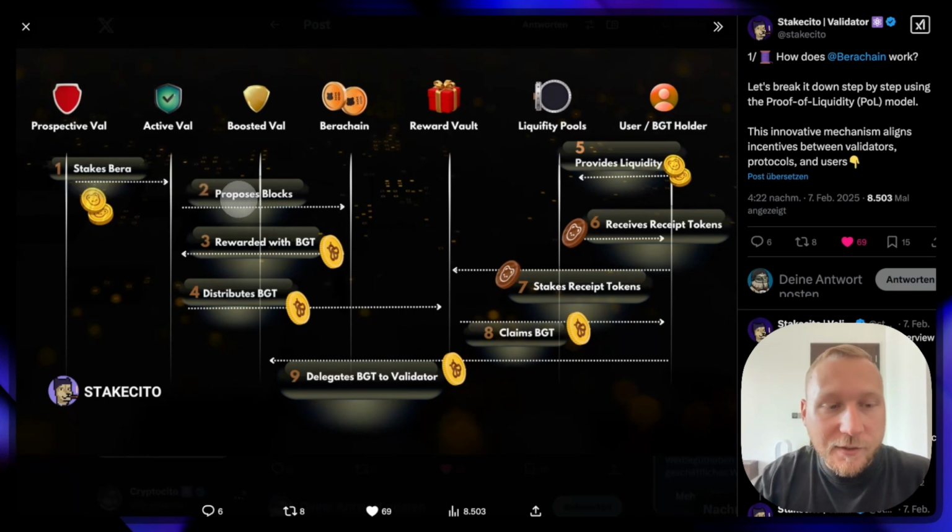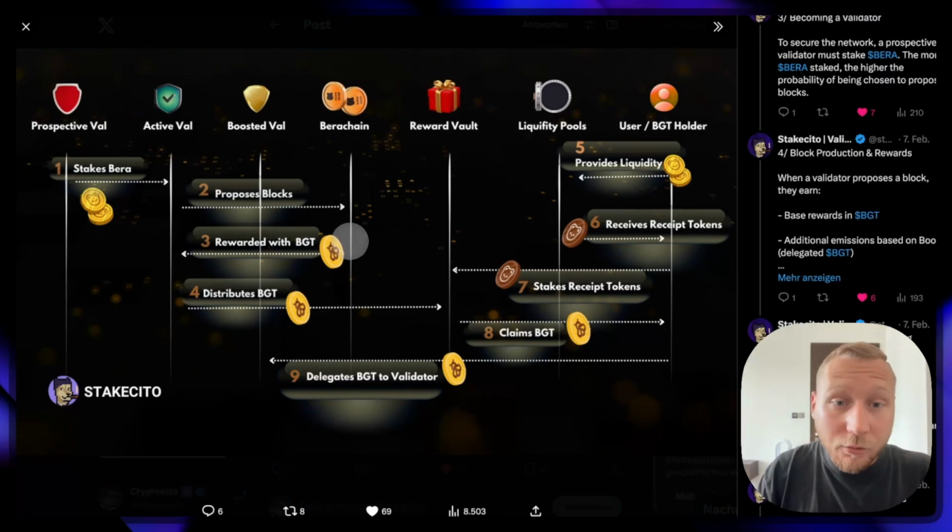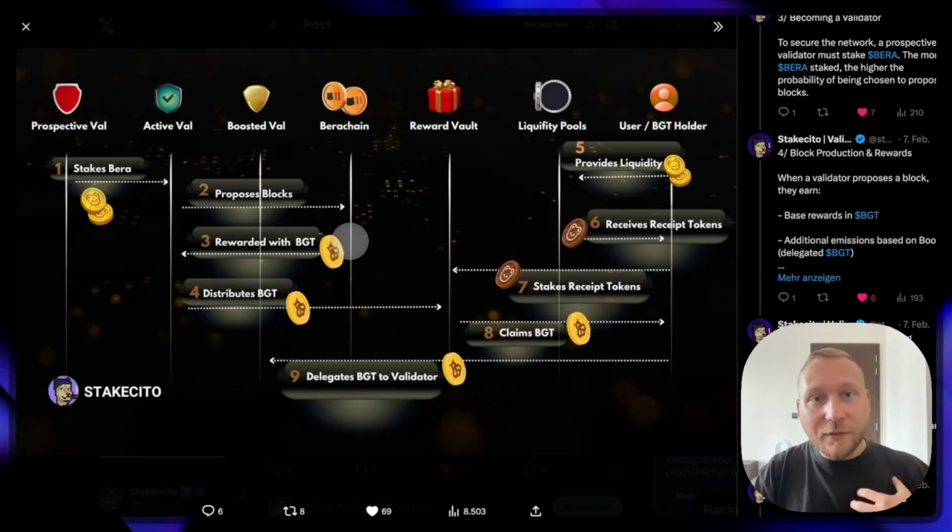Step two is that based on how much Bera we are staking, the likelihood for us to propose a block is higher, right? So we stake Bera and then we propose blocks. And the block rewards in Berachain are actually twofold, both of which are denominated in BGT. The first one is the base reward in BGT that goes to us, the validator. And the second reward is basically an emission that we as validators decide where to direct, to which reward vault, as an incentive to bootstrap and grow liquidity.